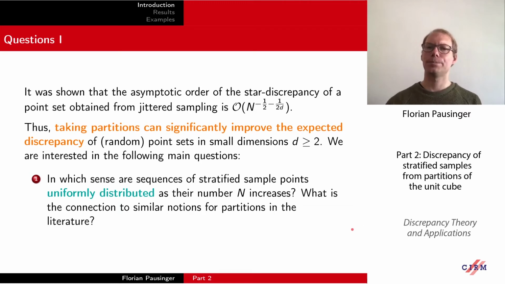And so the question is, well, jittered sampling only works if you have a square number of points, so if you have a number of points that you can nicely arrange in a square. However, we would like to have a construction that works for arbitrary n. And this is one of the motivations why we would like to look into general partitions.